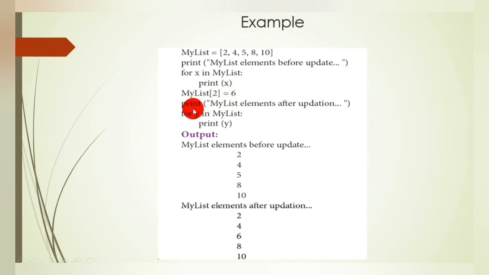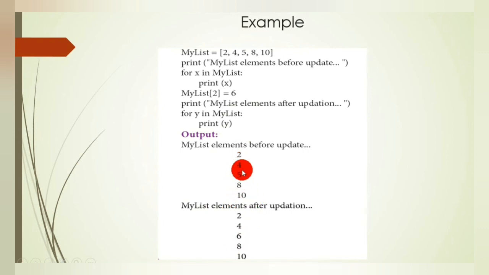Now I print the list elements after the updation, after the modification. Here also we are using the for loop. For y in my list, print y. Now you can get the list that is changed. That element at index 2 alone will be changed. Now you can see the output.